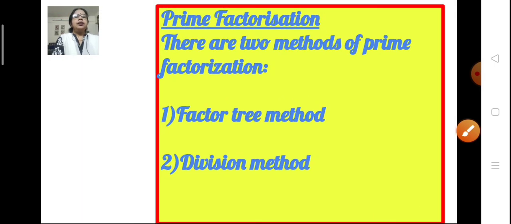Let's see the next one, prime factorization. There are two methods of prime factorization. What are they? They are factor tree method and division method. Let's see what is factor tree method.